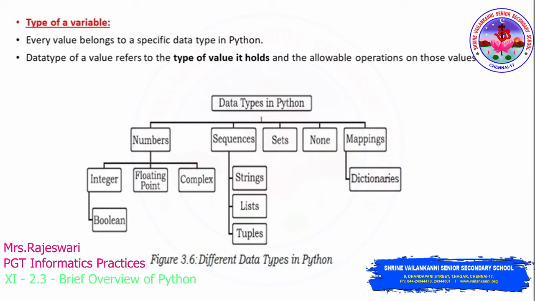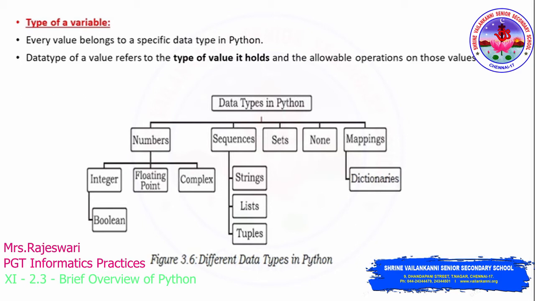Each and every value which you give in a programming language, when you're writing a program, belongs to the respective data type. So we have to group it into the respective data type. Otherwise, we will come under confusion, and we cannot write proper code. So the data type of a value refers to the type of value it holds. It makes clear what type of value the variable is holding.